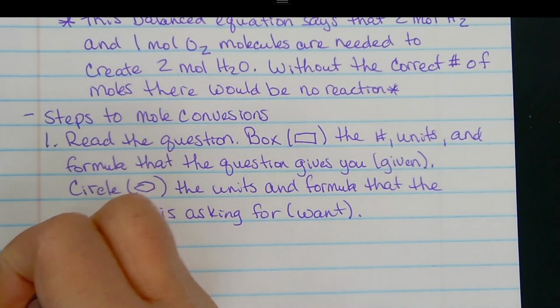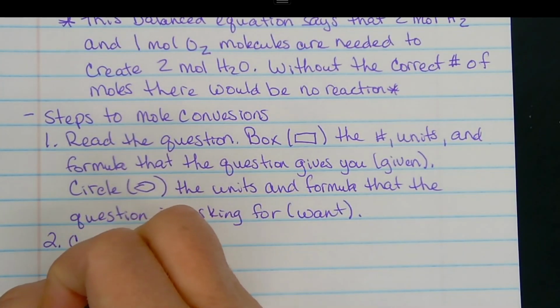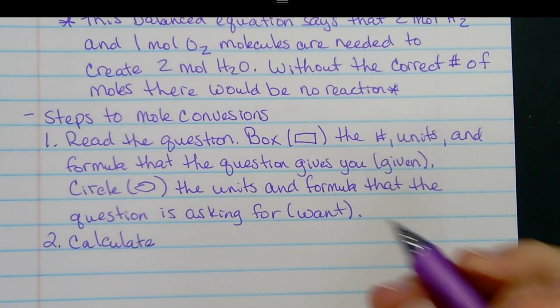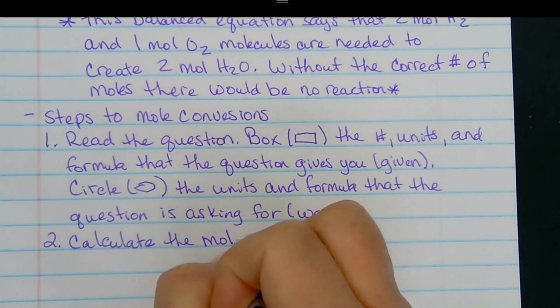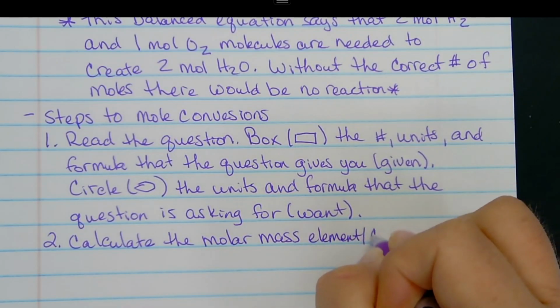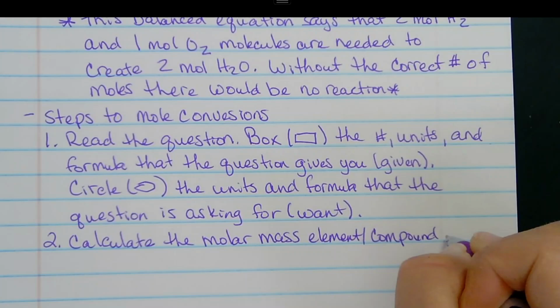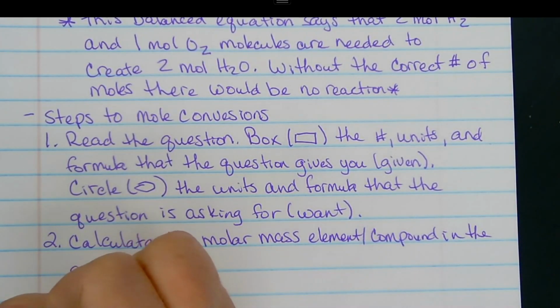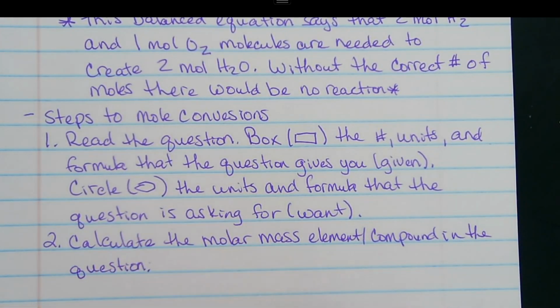The second step is you're going to calculate the molar mass of the element or compound in the question. Okay? So the nice thing about these conversions is they're going to be asking about just one molecule or compound. So you're going to calculate one molar mass to do this. Eventually, as we get farther in, you'll be calculating multiple molar masses, depending on what you need. This time, just one at a time.